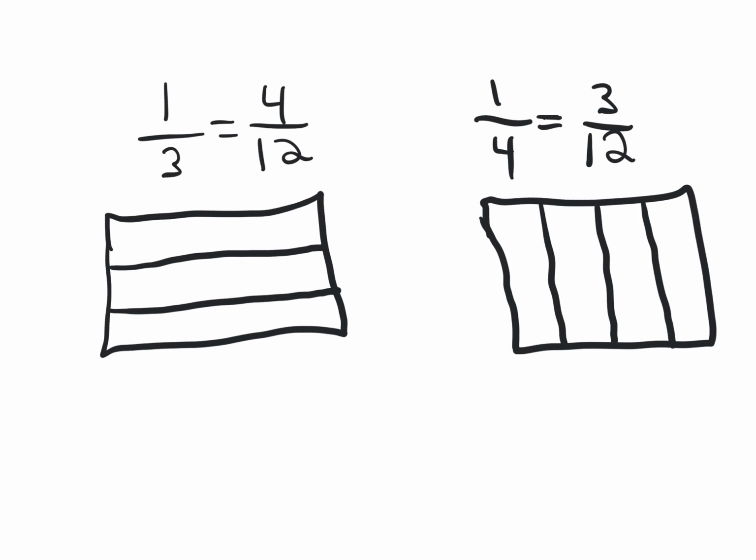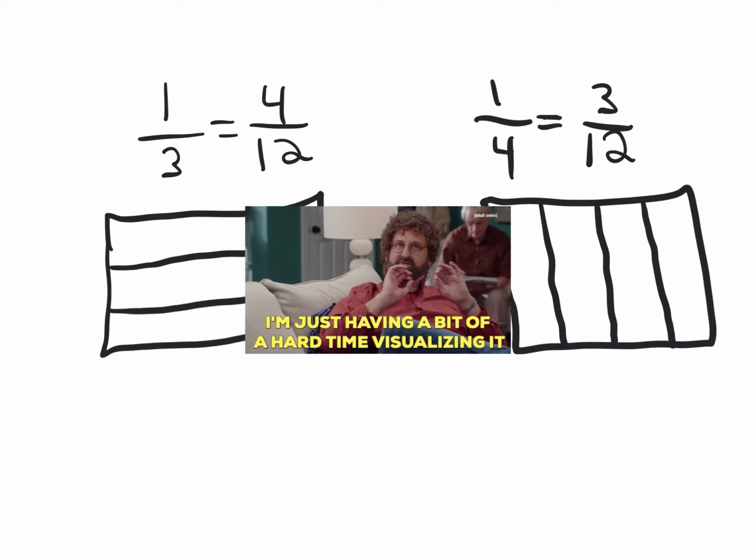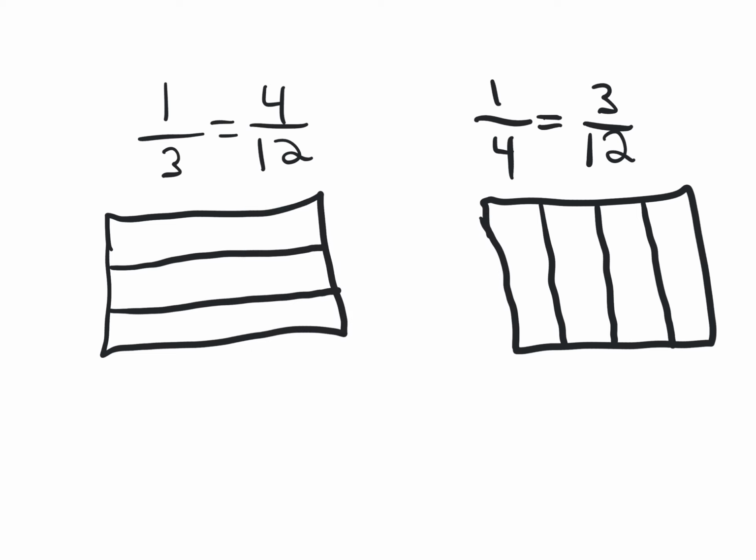All right, our final task is to kind of visualize why this works. Why are these fractions still equal? So I want to show you by using some models here. So in your notebook, write 1/3 equals 4/12, and then draw this shape underneath. And then on a separate area, I want you to write 1/4 equals 3/12 and draw that shape underneath. And pause the video if you have to. But once you're ready, we're going to first look at the 1/3.